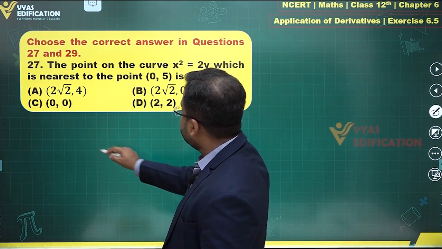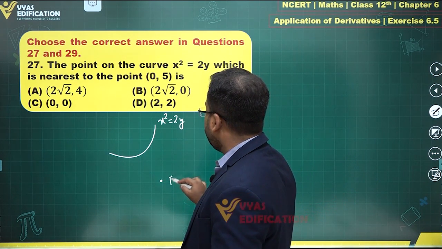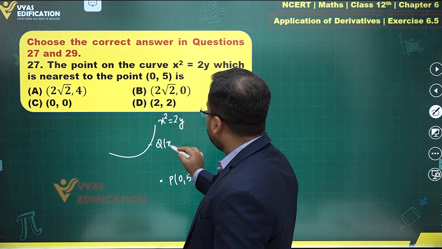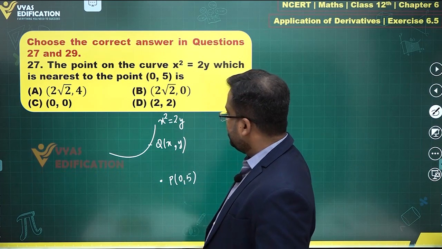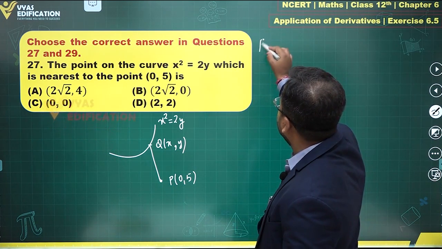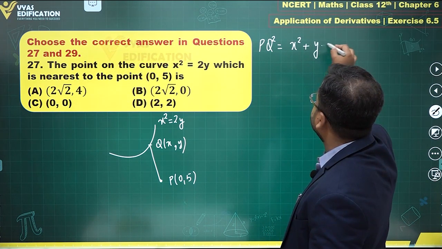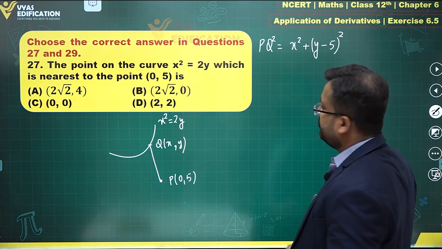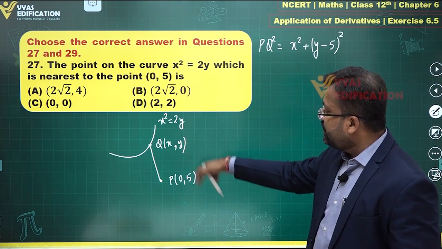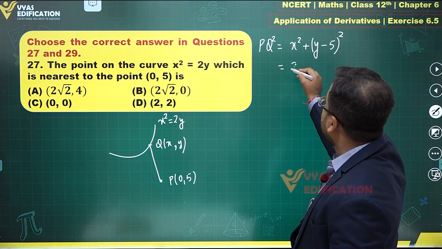So the point on the curve, this is the curve, let us say x square is equal to 2y, and this is a point, let's say 0, 5. Any point on this, Q, x, y will be at a certain distance from this, okay? And we are supposed to minimize this distance, PQ. So PQ square can be written very easily. This is x minus 0 whole square plus y minus 5 whole square. And x square is also equal to 2y, since this is lying on this curve. This is 2y.